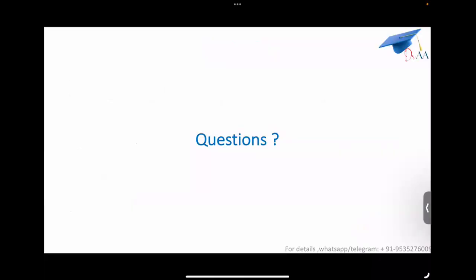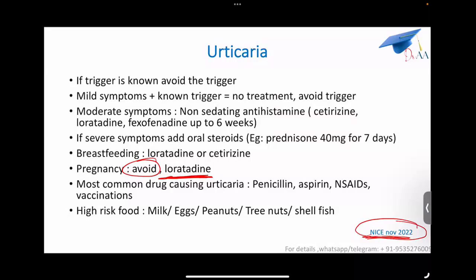Dr. Amin, in severe symptoms of urticaria, will we add prednisolone along with the antihistamine? Yes, we can also give oral steroids like prednisolone along with the antihistamine. So you're giving an antihistamine like cetirizine, and along with cetirizine, you're giving prednisolone. Okay, thank you.